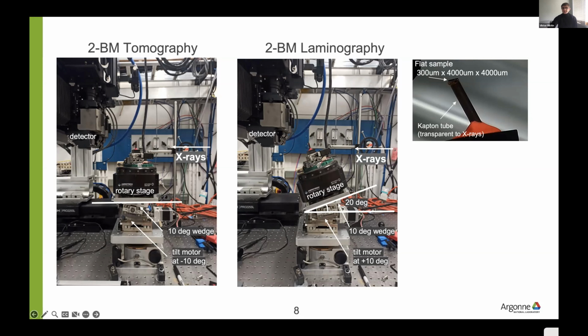And on the right side, you see how we typically mount this laminography sample. So here is some flat sample of the size 300 micron by 4 millimeters by 4 millimeters. So we just take a Kapton tube and glue this sample to this tube. So since Kapton tube is transparent to X-rays, we can do laminography easily. So this is somehow just really the easiest way to implement laminography. We don't need anything, we just put some wedge under the stage and measure our samples.